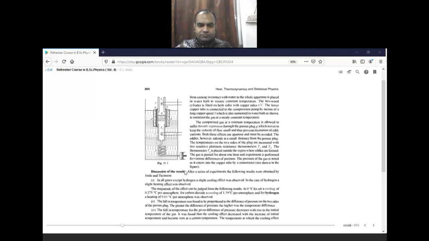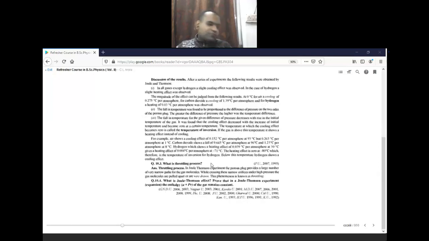So here we have to learn something called the throttling process. So what is a throttling process? The throttling spelling you should remember: THROTTLING, throttling process. Okay. So what is the throttling process in Joule Thomson experiment? Okay, what is Joule Thomson experiment? We'll learn in a while.